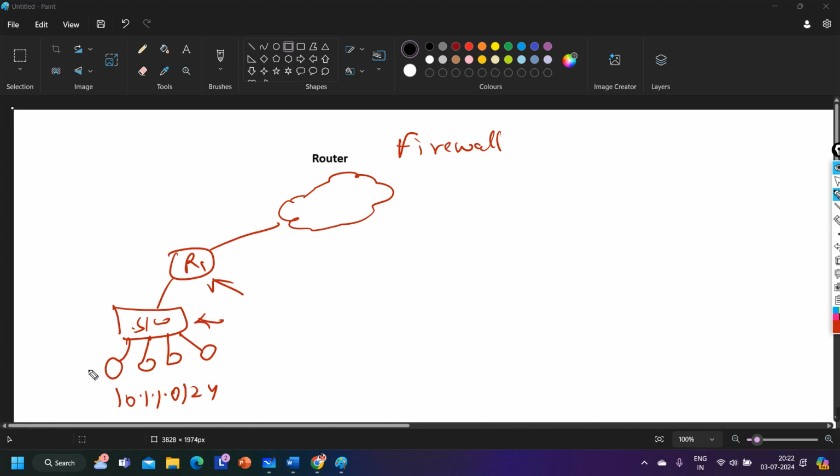So this user can access the internet, no problem. But are these users secure, guys? Because the internet is a public network, and lots of bad people are also there. So if anyone from the internet tries to ping this IP address, this PC, they can ping.